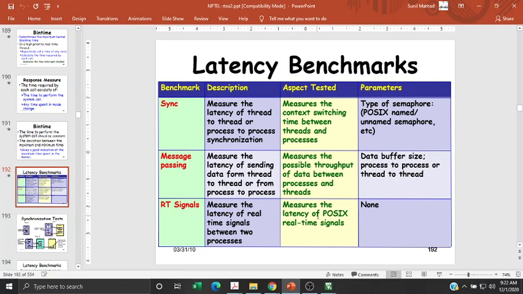It measures the latency of POSIX, or the portable Unix, real-time signals. So the parameter you are measuring is basically your response time, or latency, with respect to the signal. That's what is to be measured.